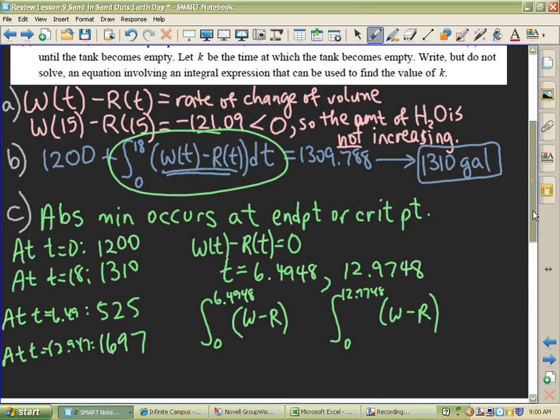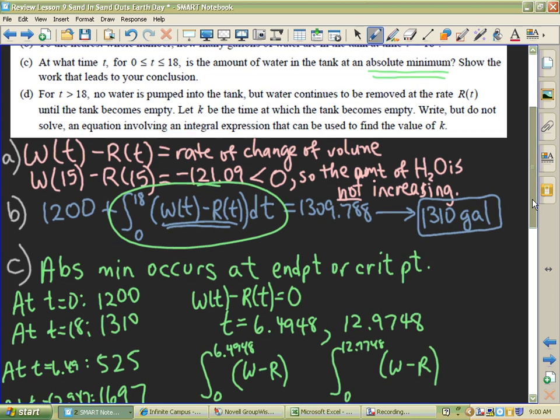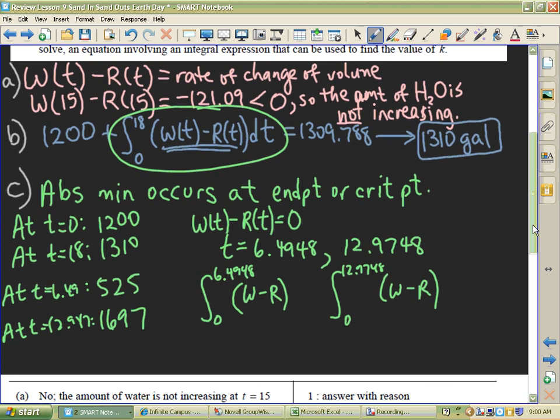So, what were we asked for? At what time is the water in the tank an absolute minimum? Well, the water in the tank is at an absolute minimum right there. That's where the water in the tank is at an absolute minimum. It is an acceptable argument to say it has to be at an endpoint or a critical point. I checked all my endpoints. I checked all my critical points. 525 is lower than the others. If we had asked for a max, you'd have given me the other time, that 12.97, and said that amount of water is higher than the others.